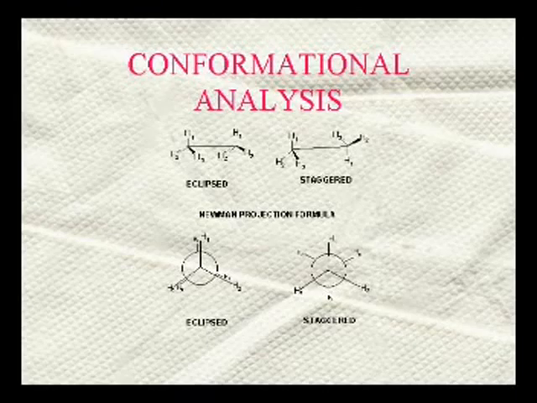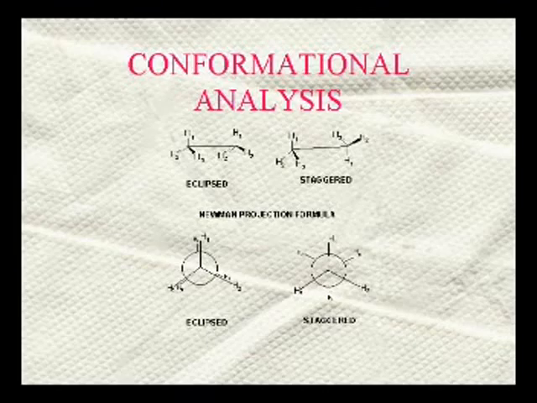Eclipsed means that in that particular case, H1 and the two carbons available in ethane are on one plane. Likewise, H2 and the two carbons, H3 and the remaining two carbons, are on one plane. The angle between the planes is 120 degrees. Likewise, in staggered, the same type of hydrogens are available. In that case, the hydrogen is on the opposite side and the two carbons are on one plane, vice versa for the remaining hydrogens also. There the angle between the planes is 60 degrees. Once again, let me repeat: in the eclipsed structure the angle between the planes is 120 degrees, but in staggered the angle is 60 degrees.